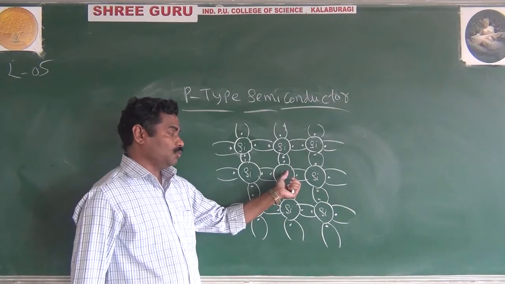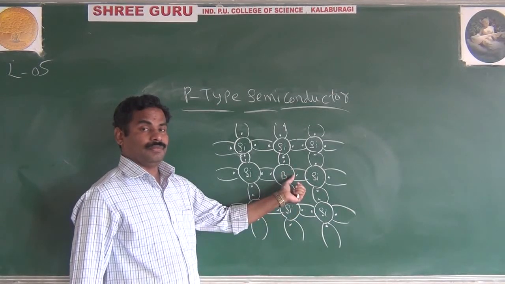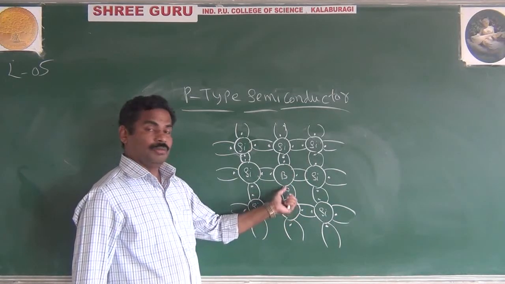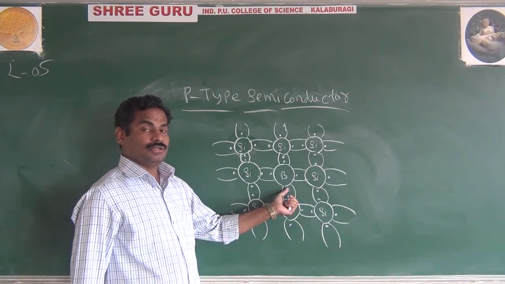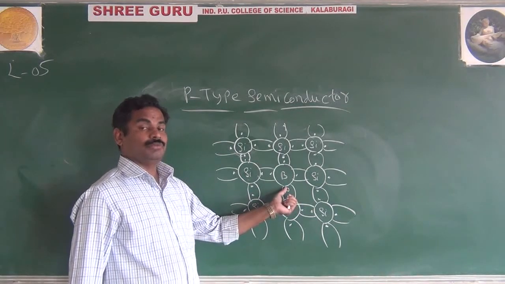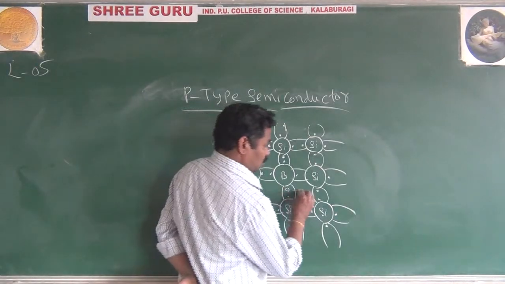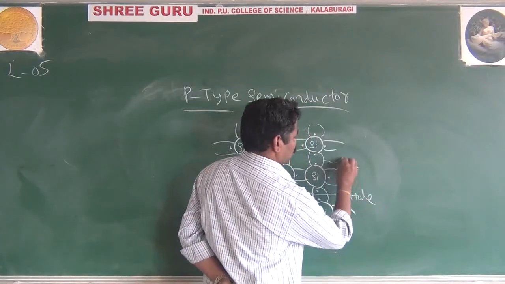Because of these 3 electrons of boron, they make covalent bonds with 3 of your silicon. It means the 4th covalent bond is not complete, because here we want another electron, but this electron is not there. This vacant position is nothing but the hole. And as you know, this is your covalent bond.